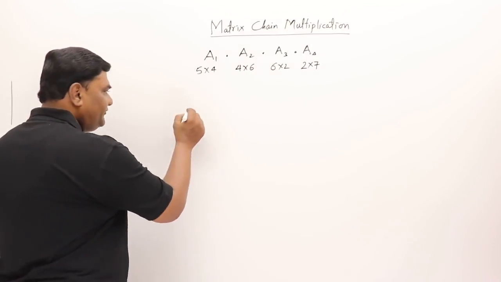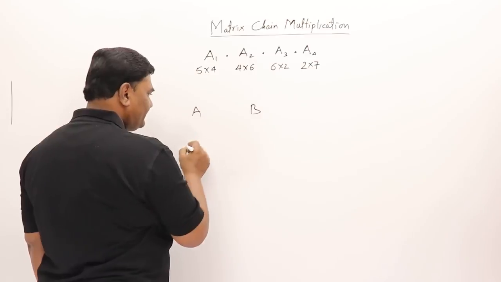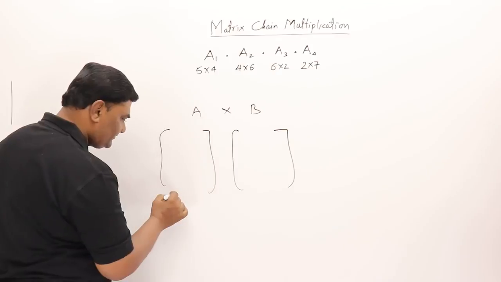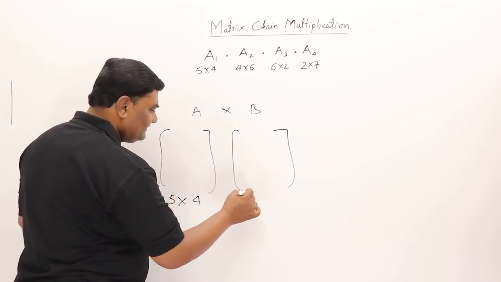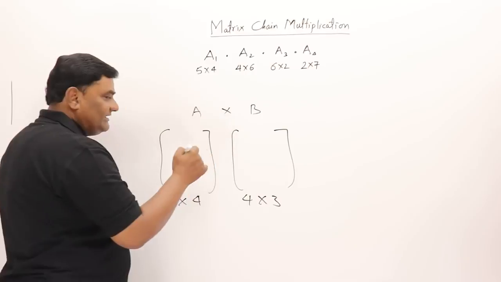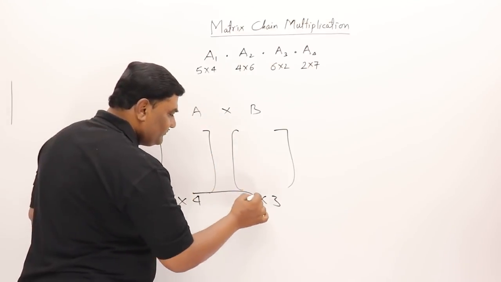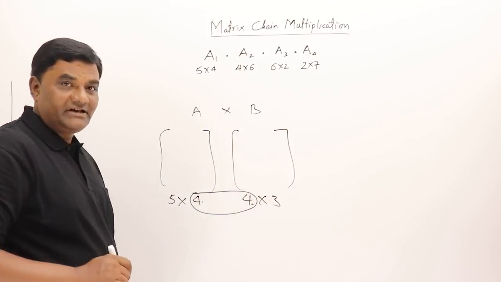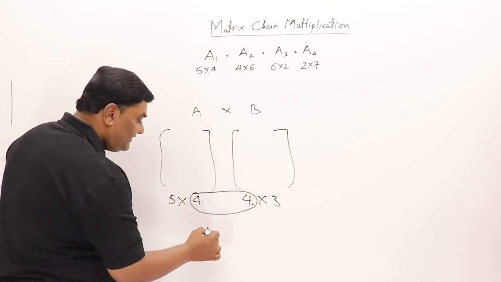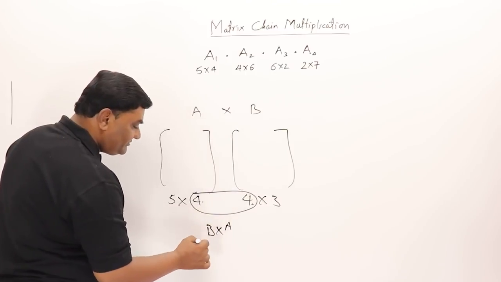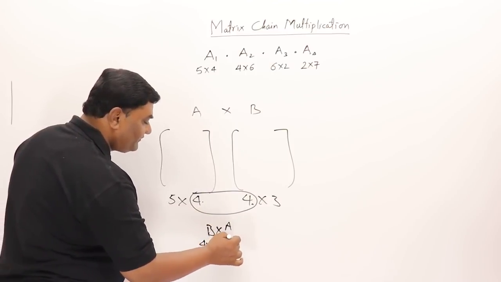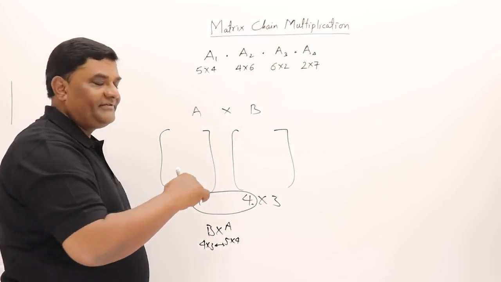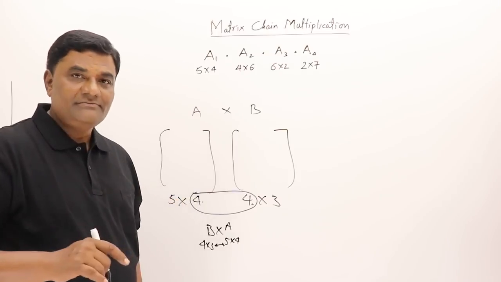First of all, if you have two matrices and you want to multiply them, and their dimensions are, suppose, 5 cross 4 and 4 cross 3. The condition for multiplying two matrices is the number of columns of the first matrix should be equal to the number of rows of the second matrix. Then only multiplication can be done. If I write the other way, B cross A, then their dimensions 4 cross 3 and 5 cross 4 cannot be multiplied because these are not the same. So A cross B, if it is possible, then B cross A is not necessarily possible.